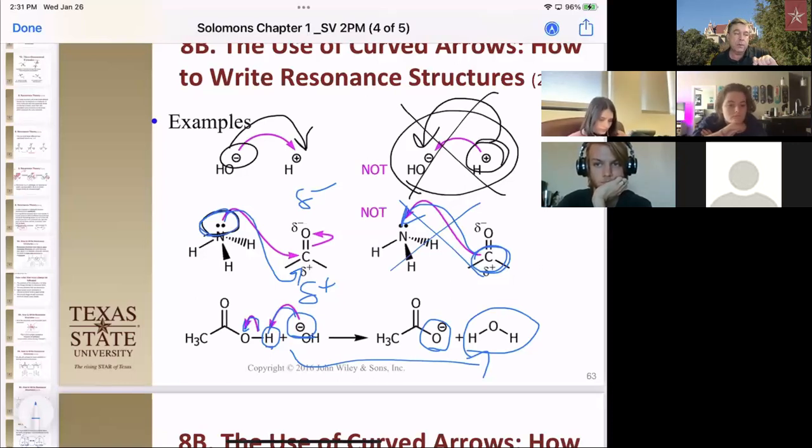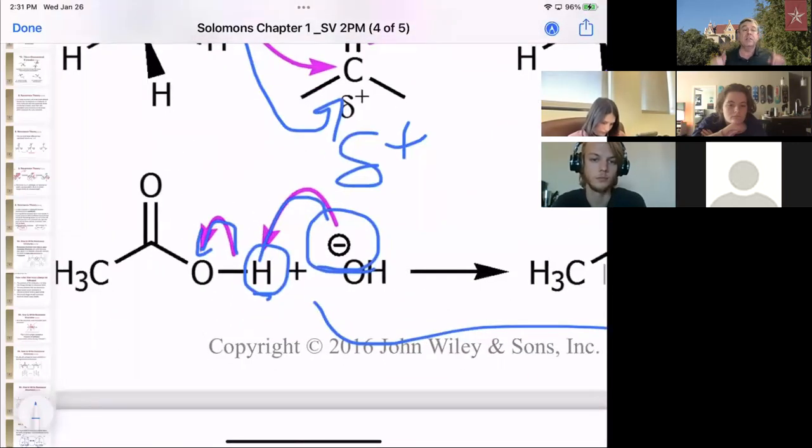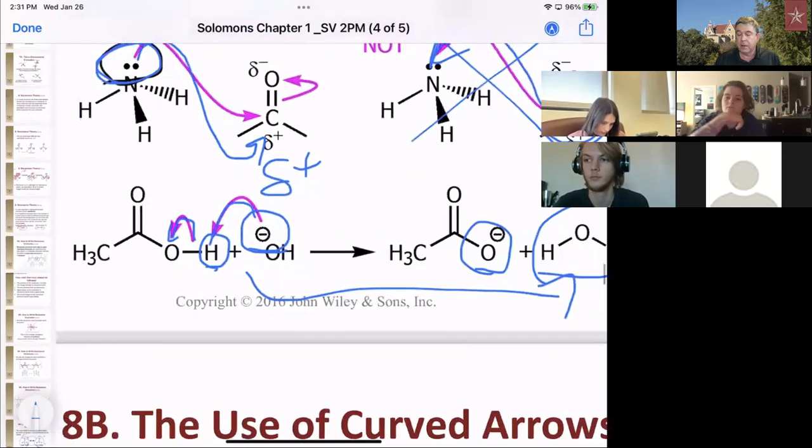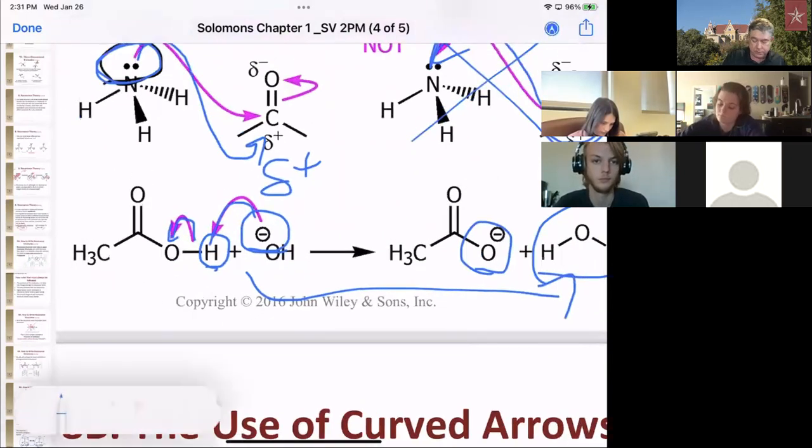All right. So I have a question here. Isn't the bond breaking in the third example between O and H? Okay, so there is a bond breaking between O and H, and there's a bond making between O and H. In this case here, I'm going to change colors to red.